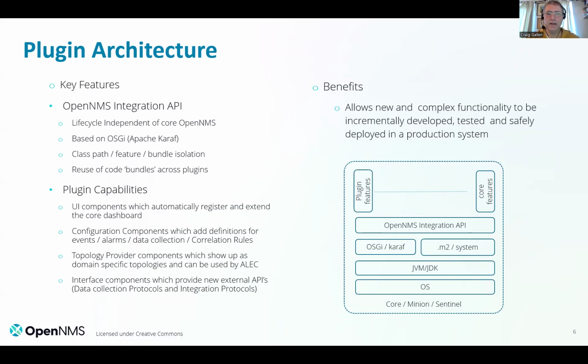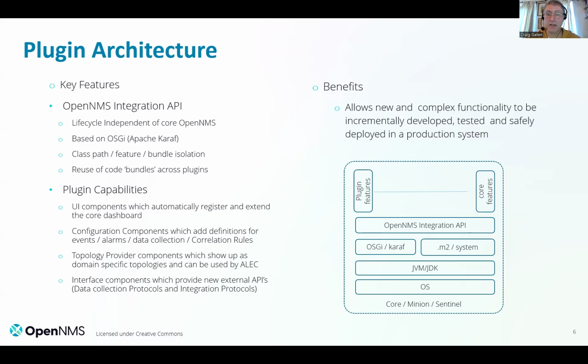OpenNMS itself is built on top of a technology called Apache Karaf. And Apache Karaf uses something called OSGi, which is a standard for producing modular Java programs. If you know Eclipse or NetBeans, for instance, both of those IDEs are built on top of OSGi, but also quite a number of the modern Java enterprise servers, Glassfish, for instance, or JBoss, are also built on top of OSGi.